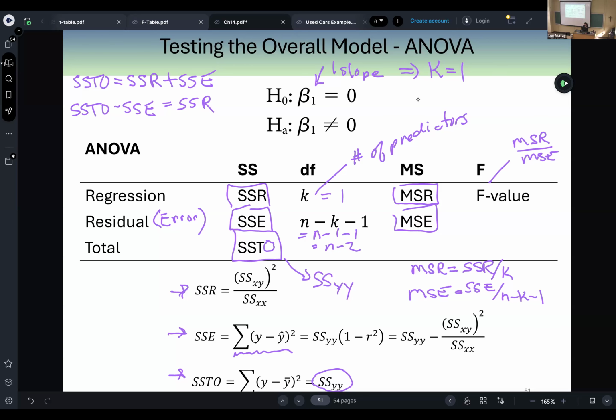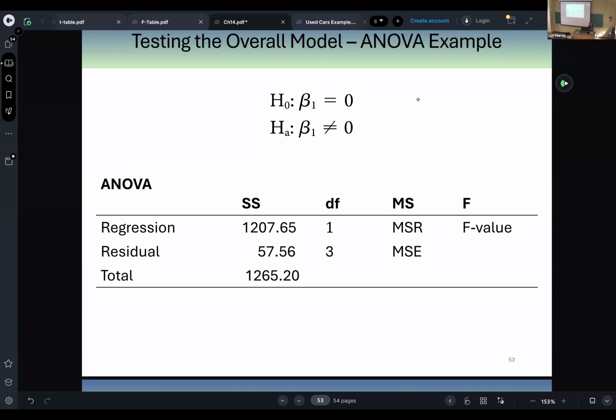Okay. The null is beta 1 equal to 0 versus beta 1 not equal to 0. We could just run a t-test, or we can run the ANOVA. You have a choice because it's just one slope. So from the table, you can get the MSR.